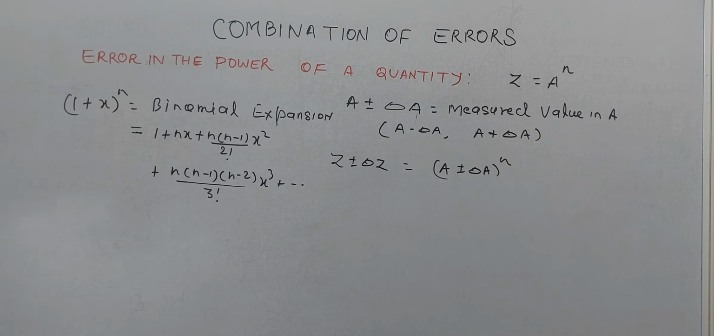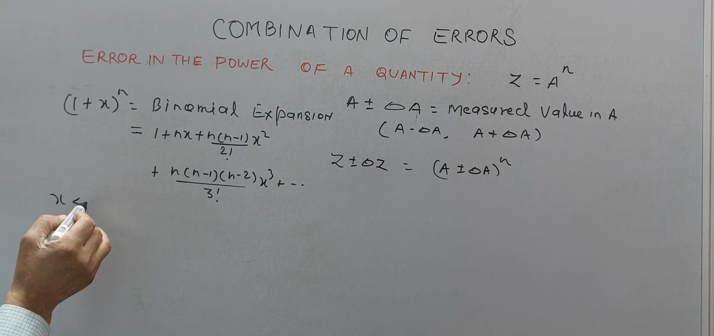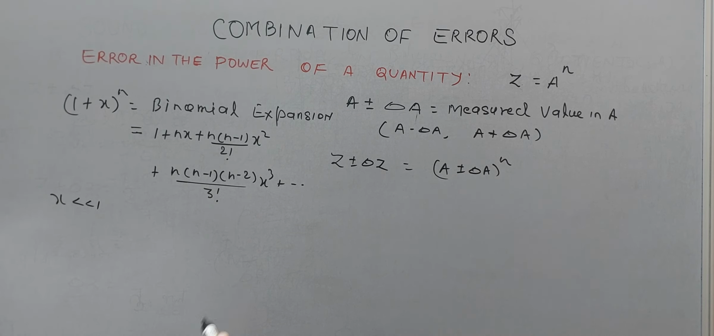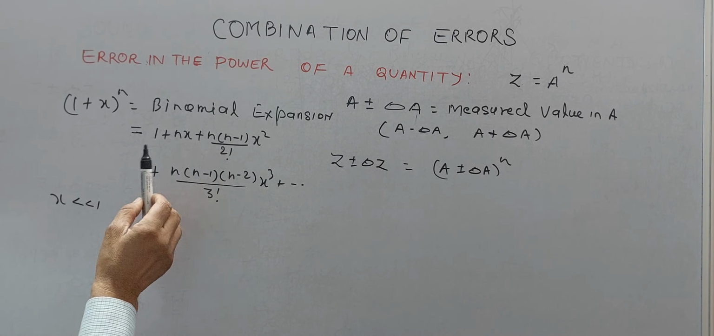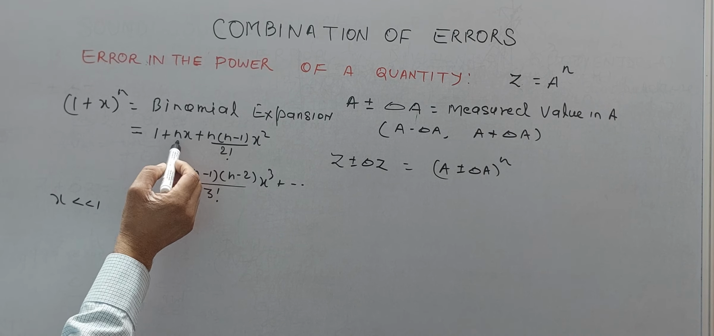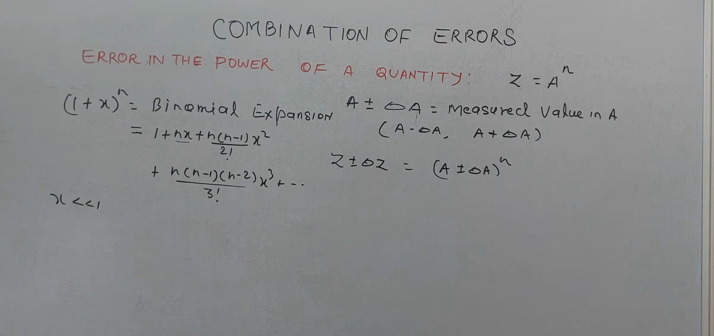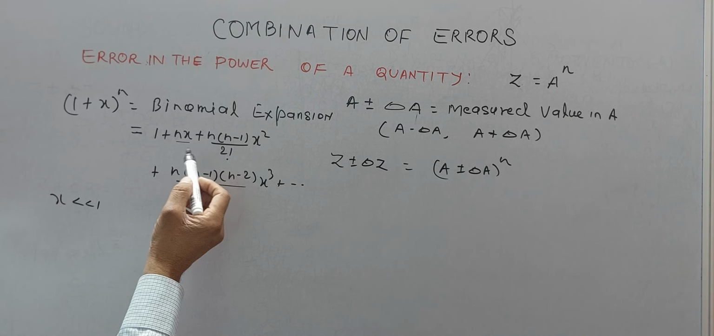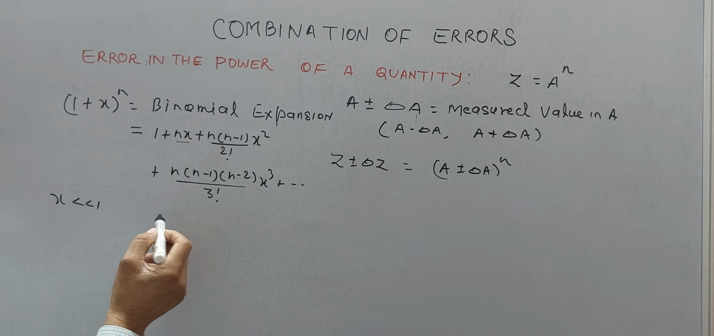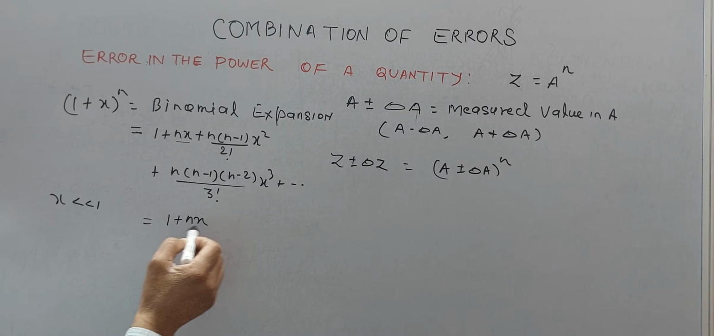So if x is very small, if x is less than 1, then the quantities after nx, the terms x squared, x cubed, x raised to the power 4 and so on, will be very small. So we can neglect everything after the second term. Our value becomes 1 plus nx. That's why we have taken only the first two terms.